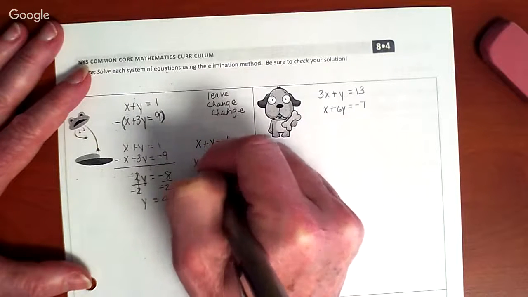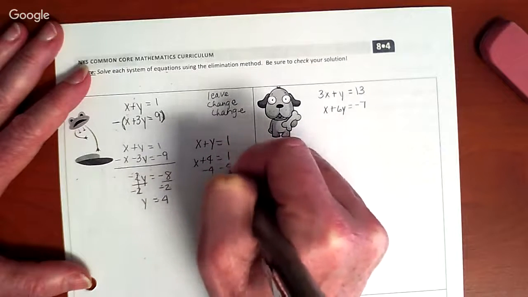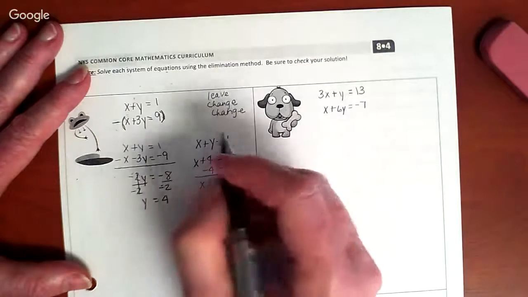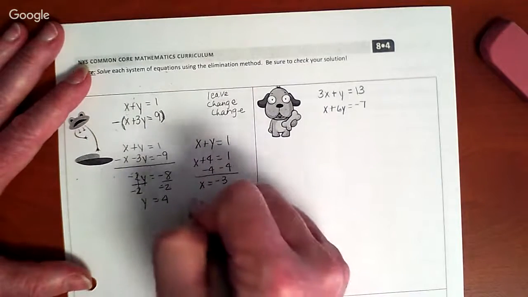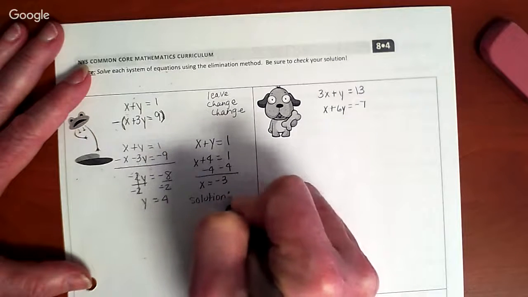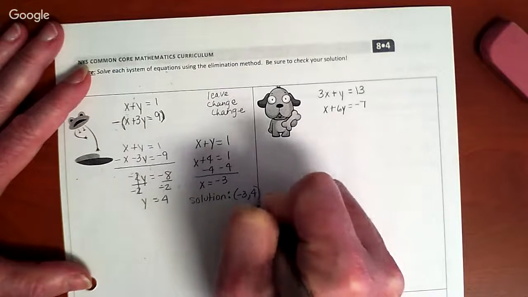So x plus 4 equals 1. Subtract 4 from both sides, and I get x equals negative 3. So my solution is negative 3, comma 4.